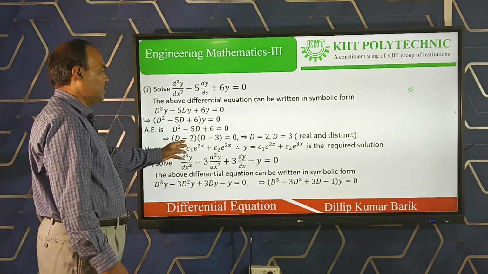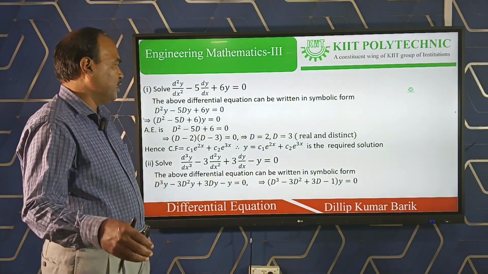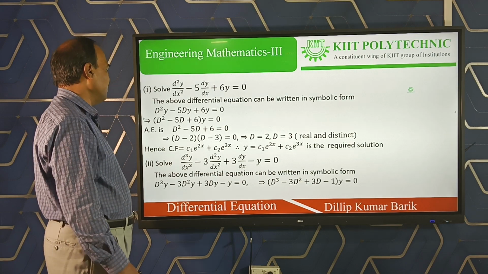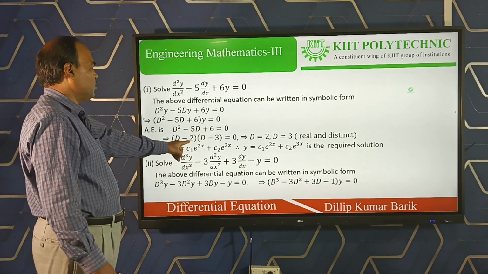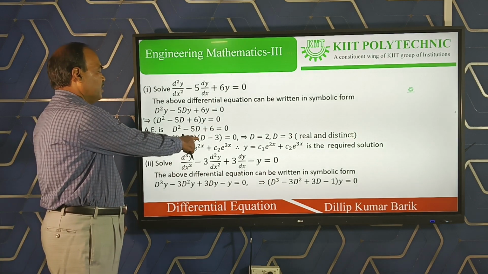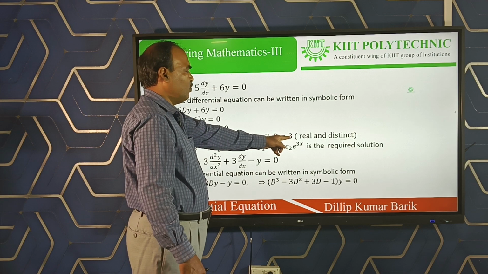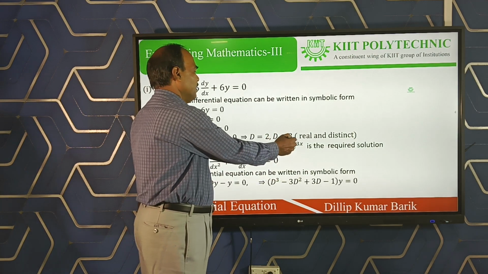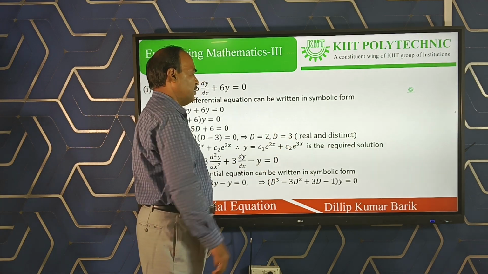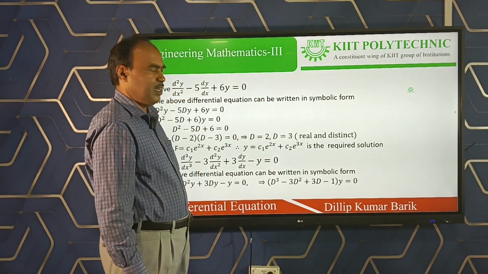And in higher classes we don't write every step, we simplify by skipping some statements. So it is now (D - 2)(D - 3) = 0. Taking each one as 0, D = 2 or D = 3. That means the roots are real and distinct. Distinct means 2 and 3 are two separate numbers, and both are real numbers.